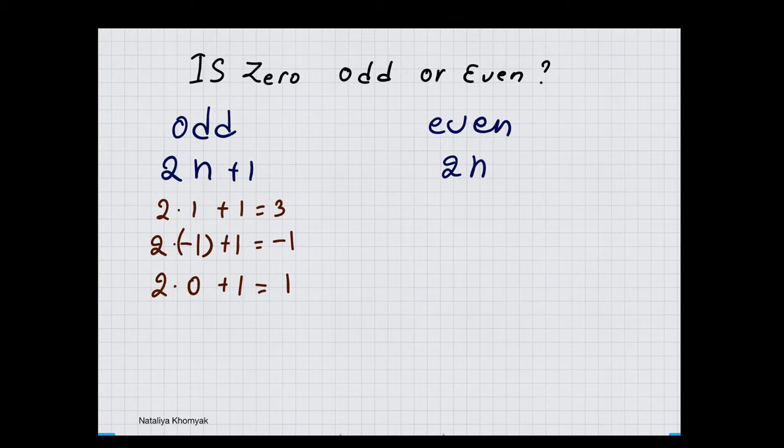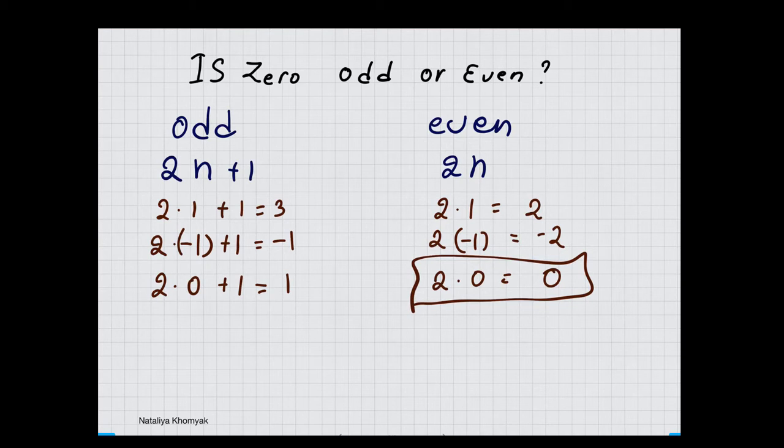How about for 2n? 2 times, let's substitute 1. This gives me a 2. How about -1? 2 times -1 gives me -2. And let's try a 0. 2 times 0. Ooh, we get a 0. So 0 is an even number.